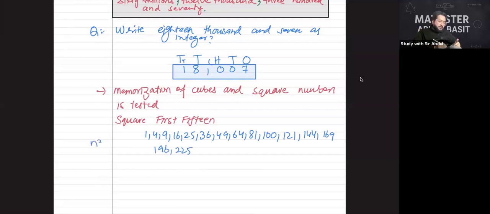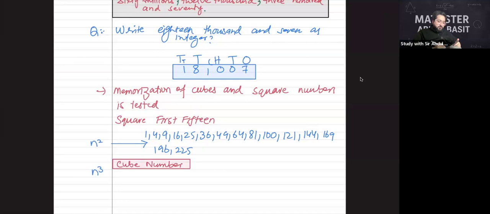And the formula for the square sequence is always n square. And we have cube numbers as well. How many cube numbers can be tested in a non-calculator paper? It is written in the Cambridge exam syllabus that you have to memorize these. So cube numbers, only the first 10.